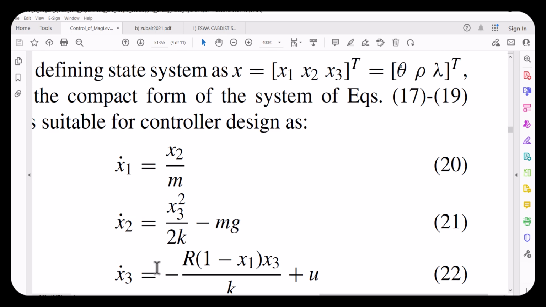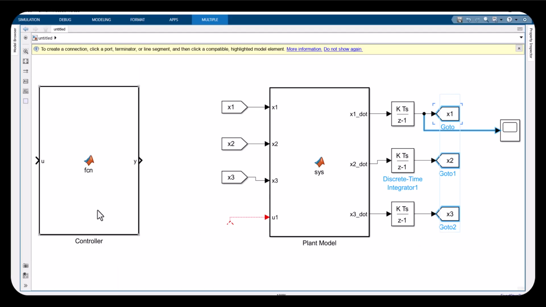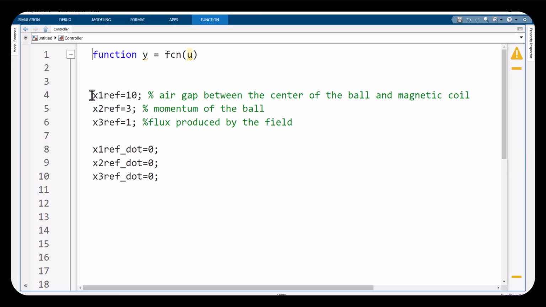Okay, so I don't only have to compute this x1 state. I want this state to be equal to something as well. That is the ultimate aim. Similarly, I want the momentum of the ball to be something. All these states will be computed, but the computation should reflect some meaning. So what we do here is define these references.